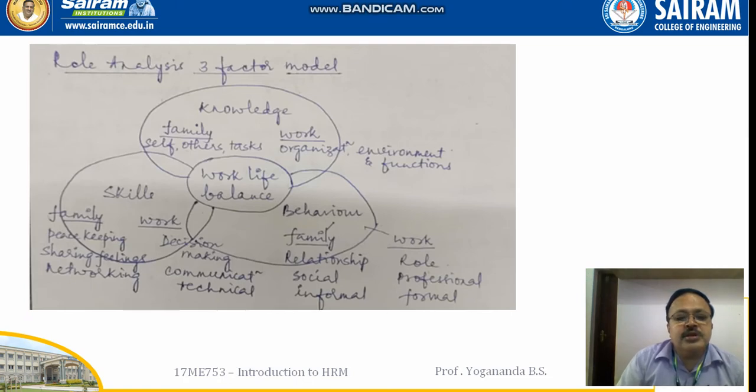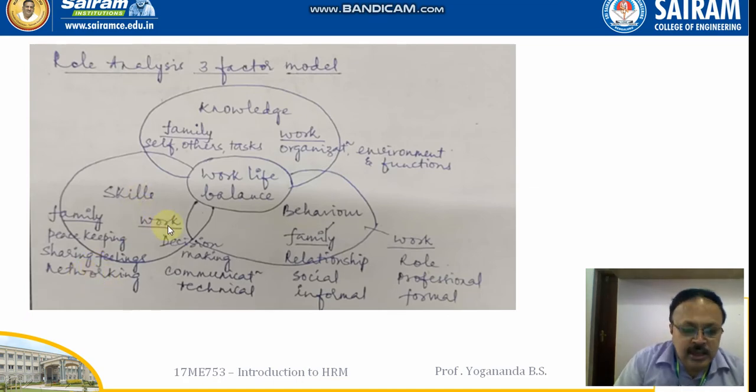Then the employee should have knowledge of his work. That is about the organization, about the environment in which he is working and other functions of the work. Then he should have skills relating to his family. That is, he should know how to maintain peace within the family, how to share his feelings with his family members and listen to the feelings of his family members. And he should maintain a good network with members outside his family also.